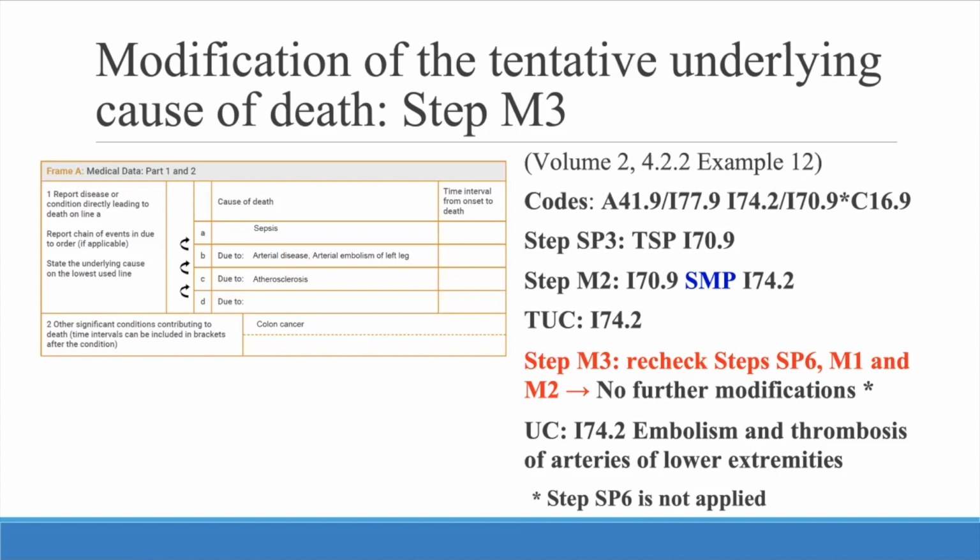Applying step SP3, the tentative starting point was I70.9, which was modified by an application of step M2, giving a new and more specific tentative underlying cause of I74.2. Because the tentative underlying cause I74.2 is different from the initially selected one, I70.9, step M3 is applied to recheck steps SP6, M1, and M2. In this case, though, step SP6 is not checked because I74.2 is on this certificate reported due to another condition.